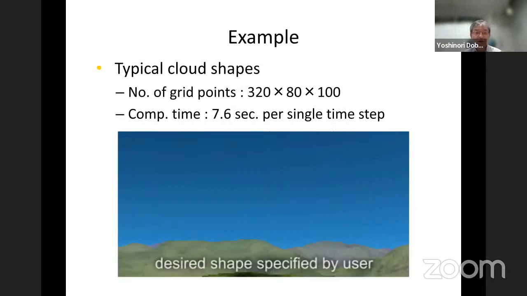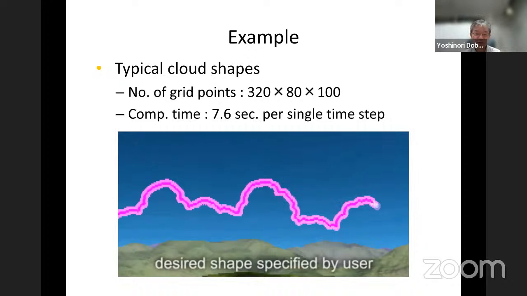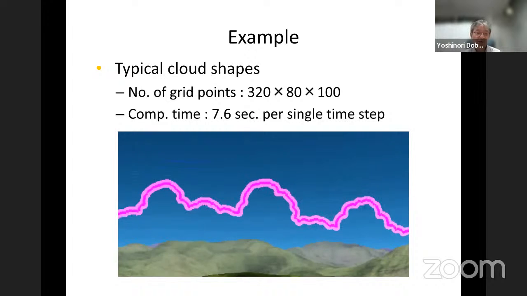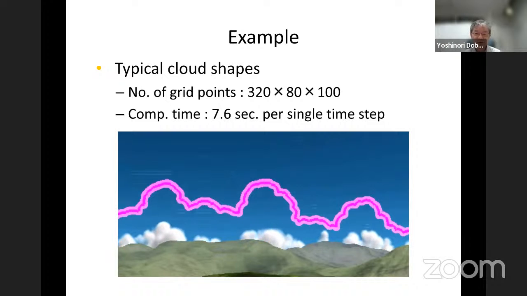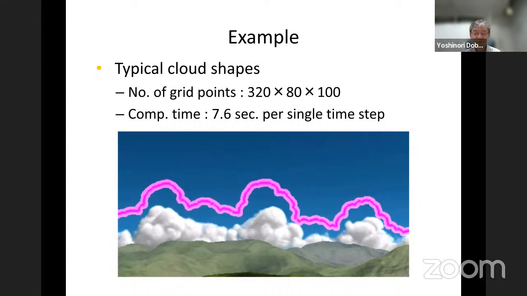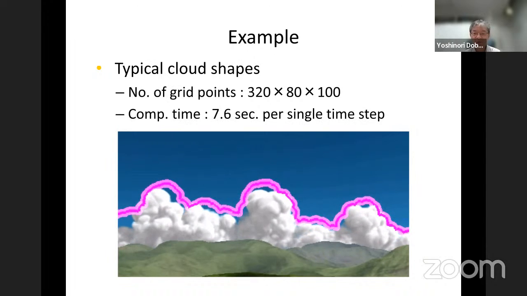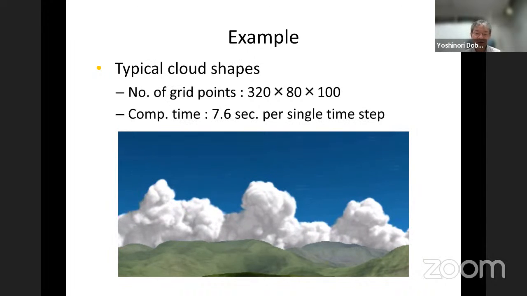Okay, now let me show you some more practical examples. In this case, we try to generate typical cloud shapes that are often observed on a hot summer day, like this one. This is a target shape specified by the user. And then now the simulation is controlled. And finally, the target shape of the clouds is formed.